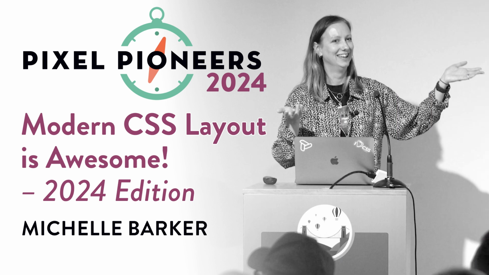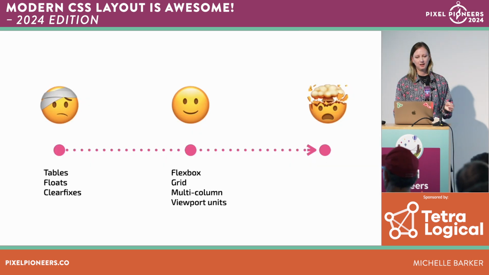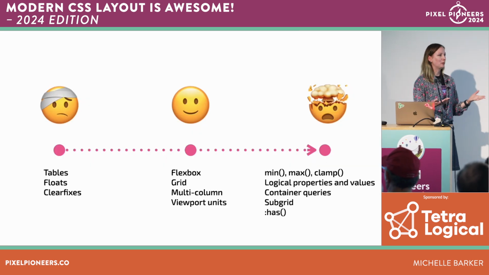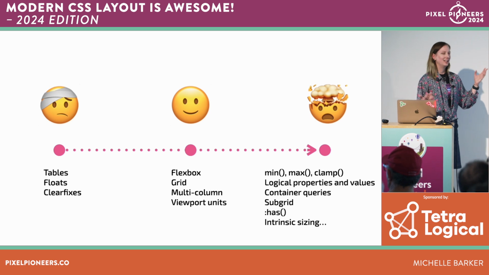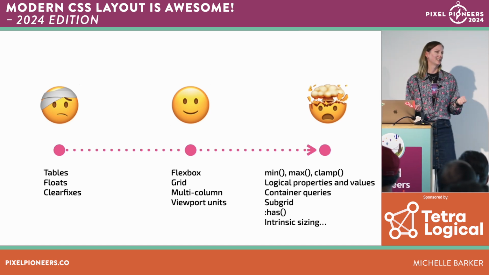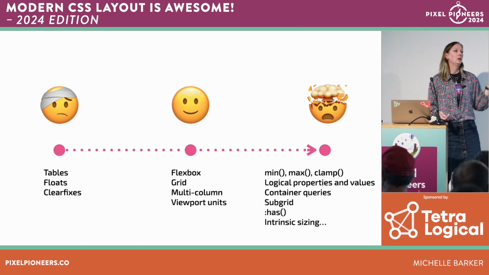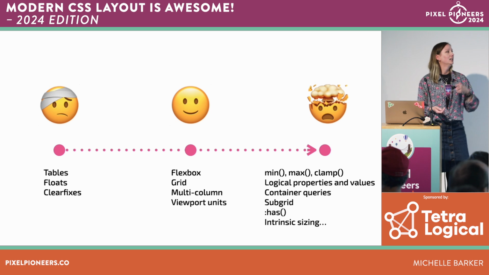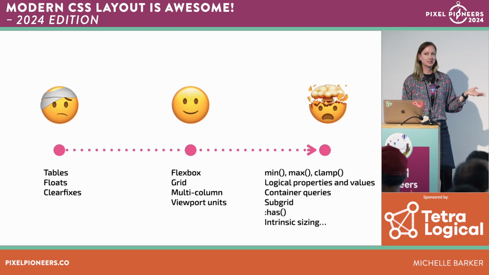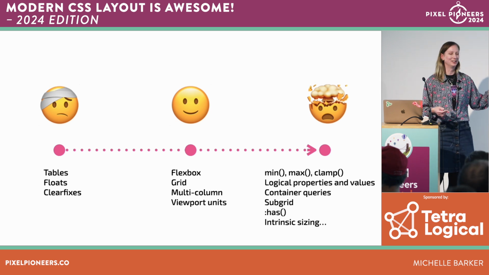Jeremy Keyes talks about this idea of material honesty. So using the right tool for the job. But CSS keeps getting new superpowers. And now it can be a little bit overwhelming, perhaps, if you're not deeply immersed in the world of CSS layout. So we have functions like min, max, and clamp. We have logical properties and values, container queries now supported in all browsers, subgrid, the has pseudo class, parent selector, and the list goes on.